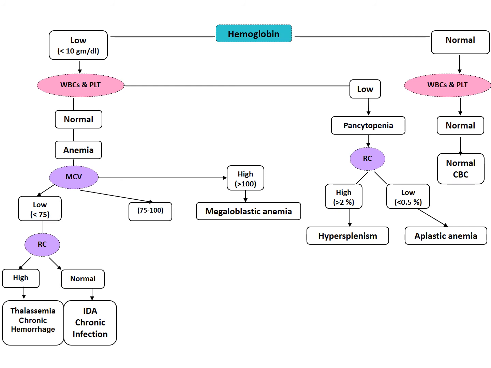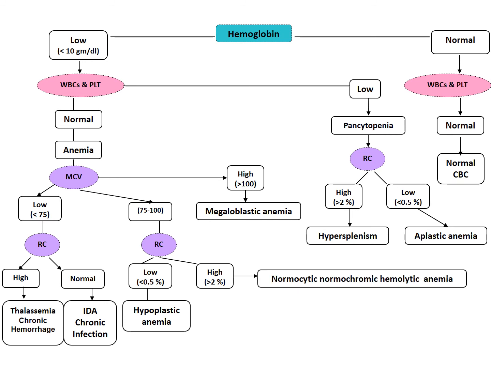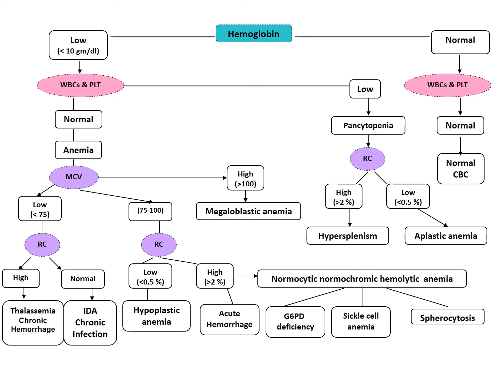But what if the MCV is within normal, 75 to 100? So we have to look at the reticulocytic count. If it is low, we are expecting pure red cell aplasia or hypoplastic anemia. What if the reticulocytic count is high? So it could be either normocytic normochromic hemolytic anemia, such as G6PD deficiency, sickle cell or spherocytosis, or it could be an acute hemorrhage. Okay, let's go for some cases.